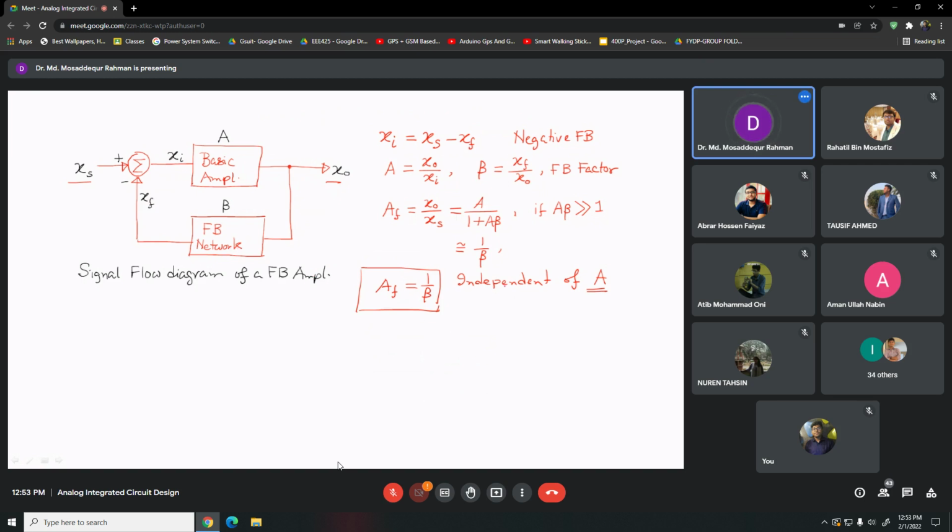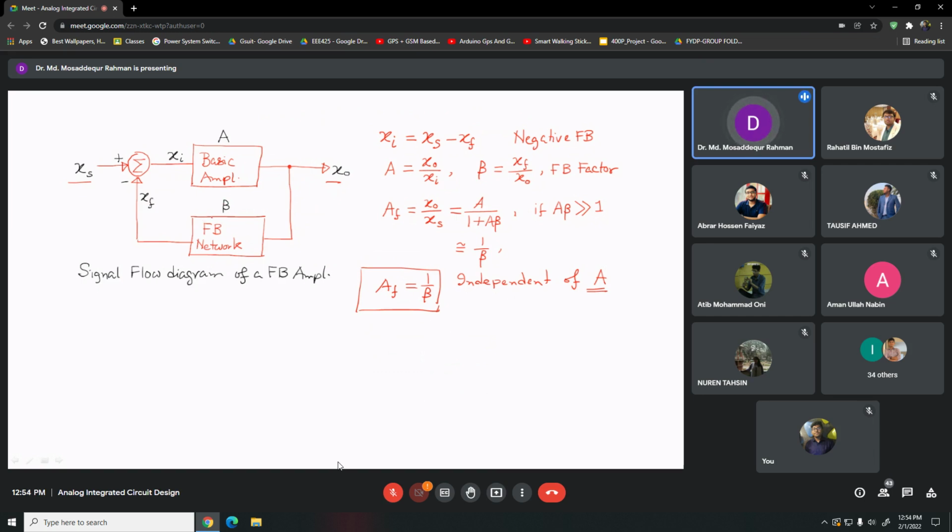And as we know, the gain of the amplifier can vary based on different factors. Temperature is one of the factors, and there are other factors, such as manufacturing limitations, to get the exact values for the different parameters. And so it varies from one transistor to another transistor, one amplifier to another amplifier. So these are factors that affect the gain of the basic amplifier.